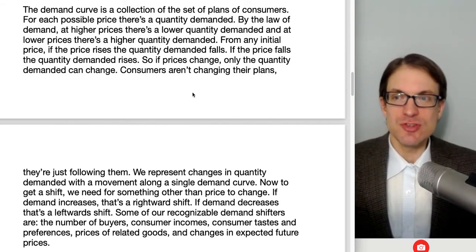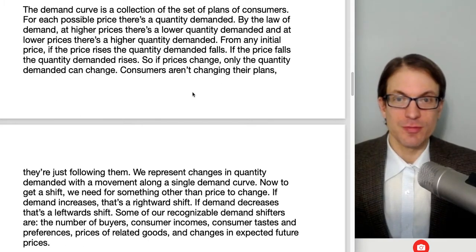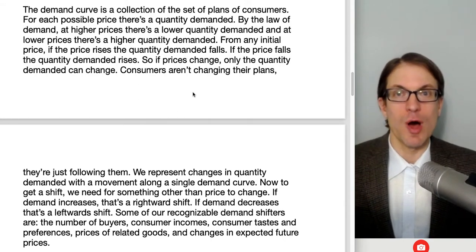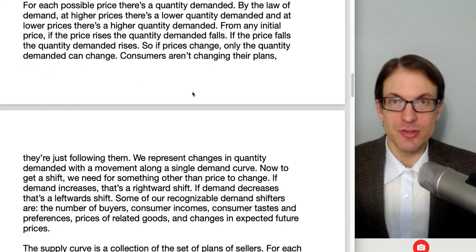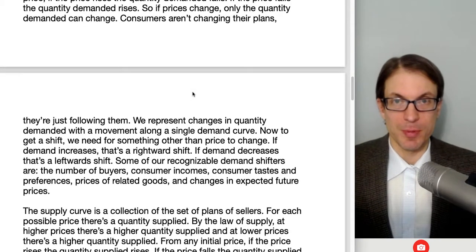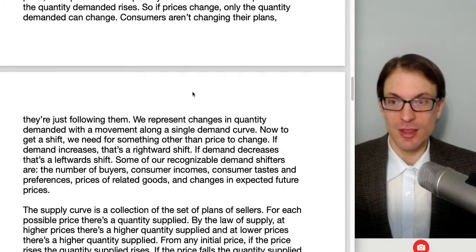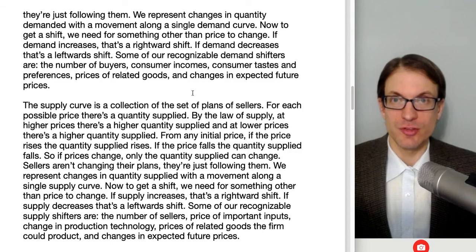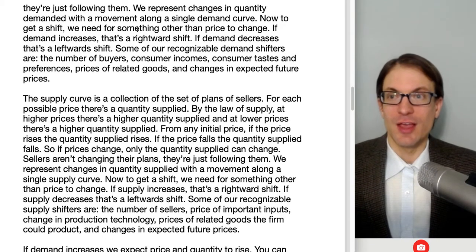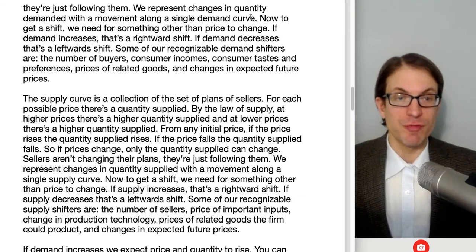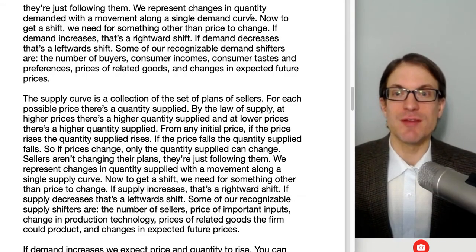From any initial price, if the price rises, then quantity demanded falls. If the price falls, then quantity demanded rises. So if price changes, quantity changes. In fact, when prices change, only quantity can change. The consumers aren't changing their plans. Their demand curve isn't changing. They're just following them. So we represent changes in prices causing changes in quantities as a movement along a single demand curve. So to actually shift the demand curve, you have to have something other than price changing.